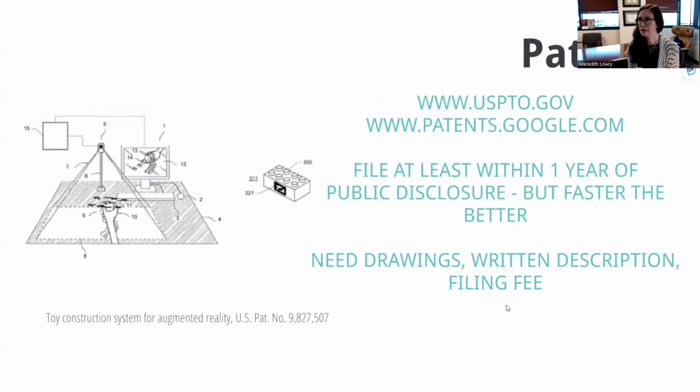So like I said, there are things that you need to have. There's slides in here that are important. You have to have certain things for a patent. You have to have drawings. You have to have a written description. You have to have a filing fee. And you need to file within at least a year of public disclosure. Faster is better.